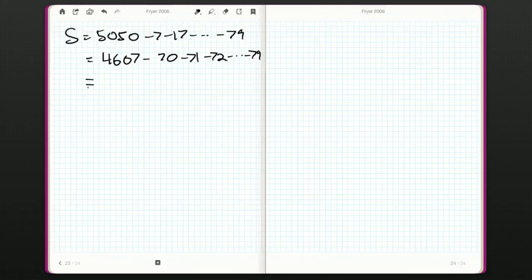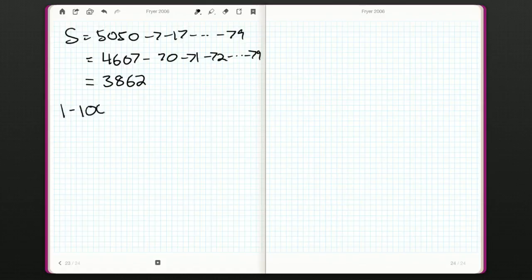I think we get 3,862. Let's just double check that by adding back in all those numbers. So bear with me for a moment. I just want to check before I start using this number a whole lot. Alright, so this appears to be the right number. Okay.